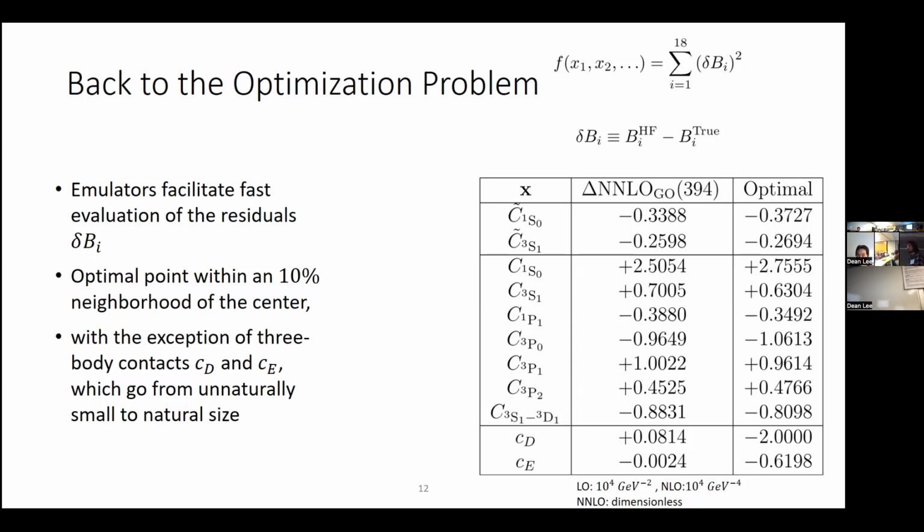Why, if it's a Hartree-Fock, why did you stop at nickel 56? Why not heavier nuclides than nickel 56?